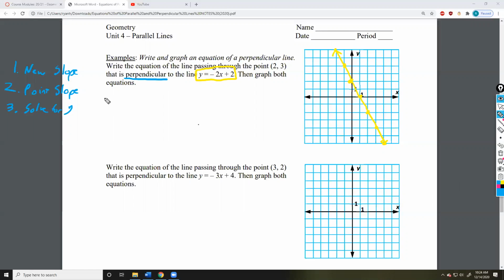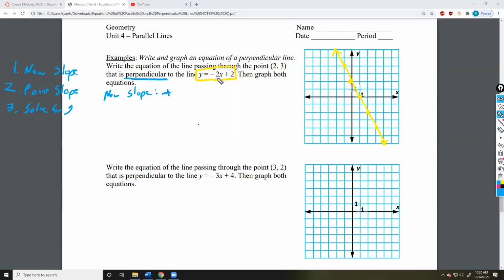So when we get our new slope, we're going based off of negative 2. Negative 2 is our old slope. This time, since we want perpendicular, it's going to be the opposite reciprocal. We're going to change our sign, so the negative is going to be a positive.